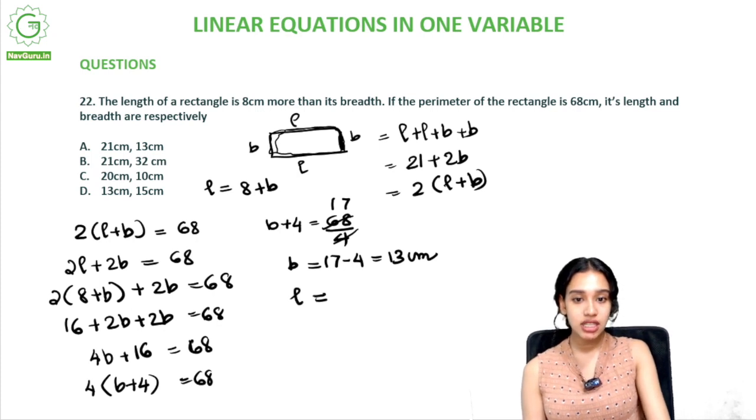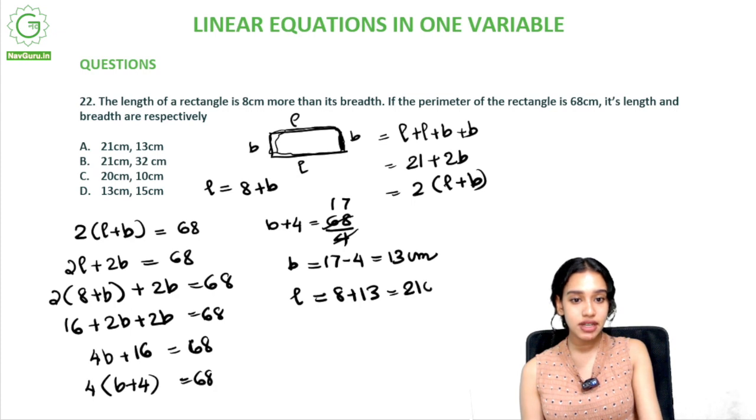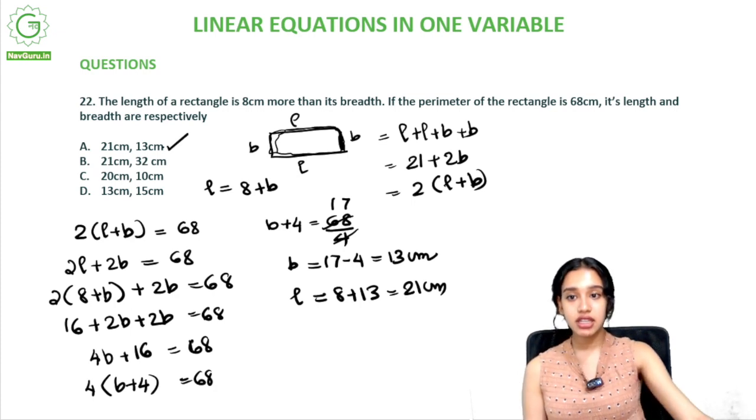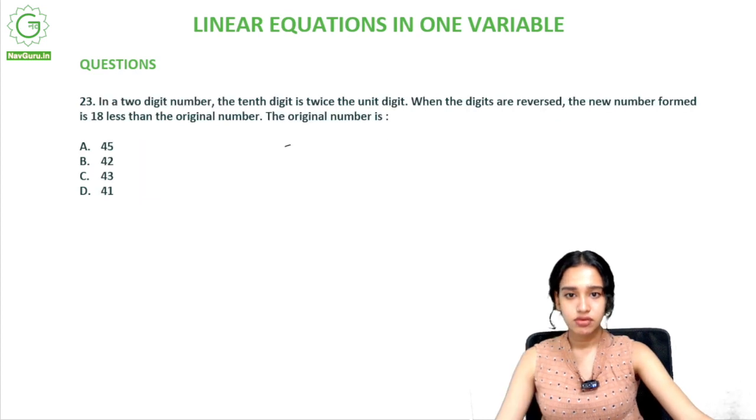So what is the length? Length is equal to 8 plus 13, which is equal to 21 centimeter. So the correct answer is 21 centimeter and 13 centimeter. Let's move on to the next question.